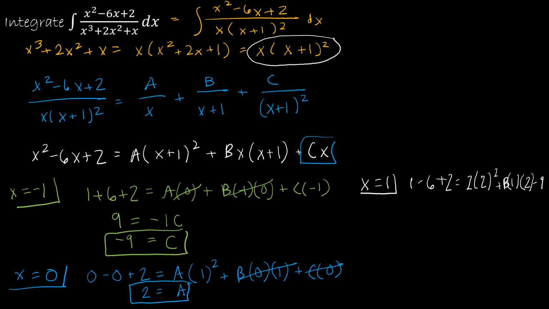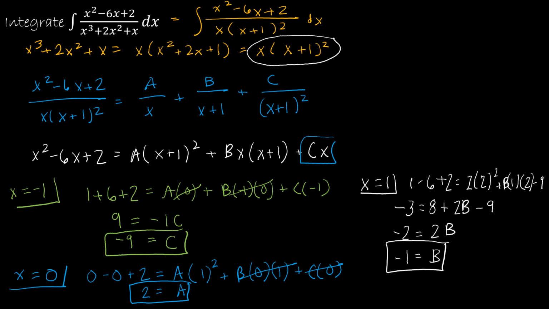1 minus 6 is -5, plus 2 is -3. 2 times 2 squared is 8. b times 1 times 2 is 2b, and then of course -9. I would add the 8 and -9 to get -1. Add 1 to each side, I get -2 equals 2b. Divide each side by 2, I get -1 is equal to b.